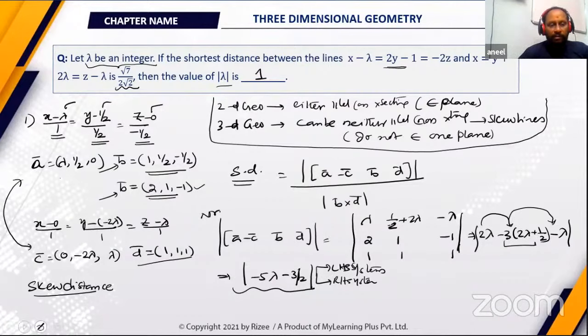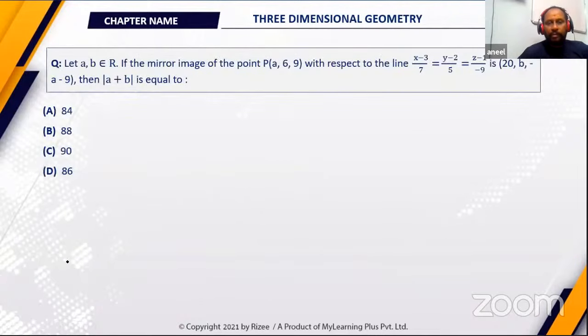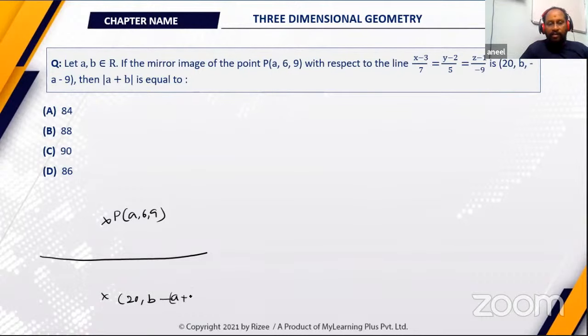So again, we are going to the very next problem. If the mirror image of the point P (20, b, 9)... with respect to the line, there is a line. The object is (a, 6, 9). The image is given as (20, b, minus a minus 9, or minus of a plus 9). This is the object and this is the image.